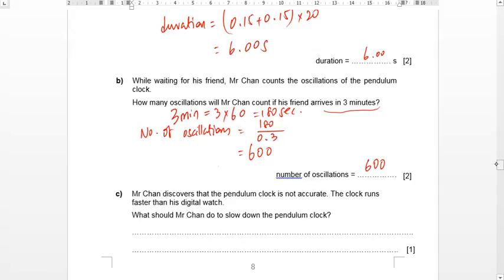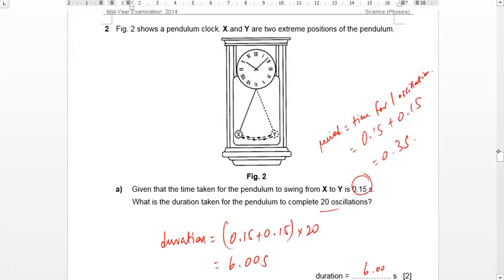Okay, now the clock not accurate. He wants to slow down the pendulum clock. What can he do? Whenever you have a pendulum, you want to make it go slower. Increase what? Okay, increase the length.